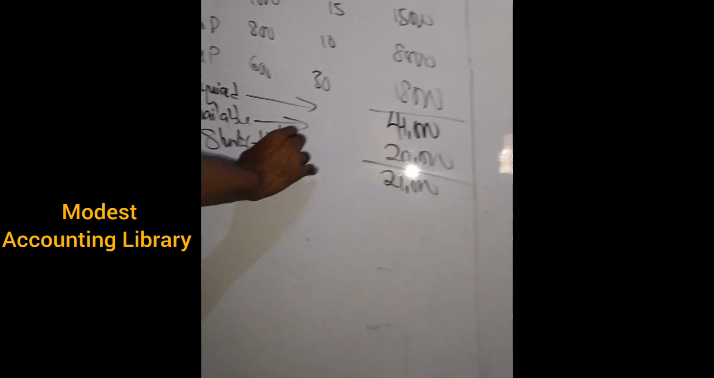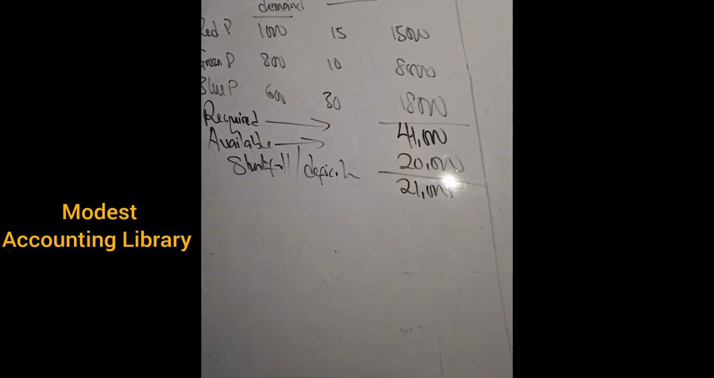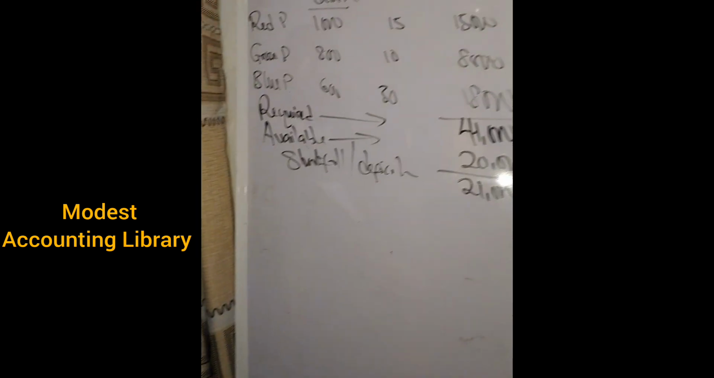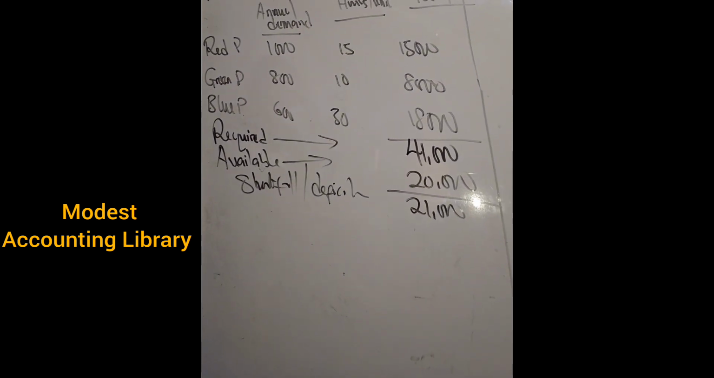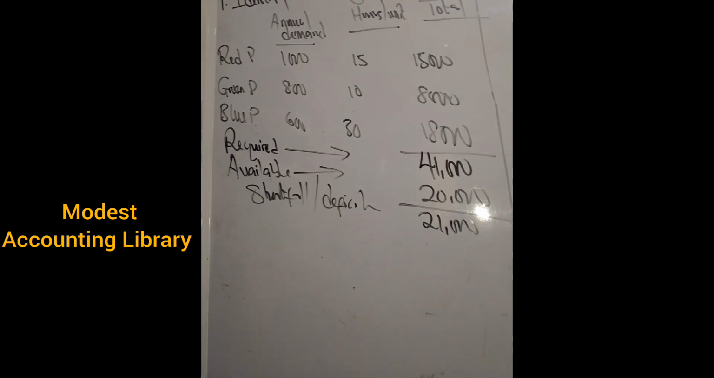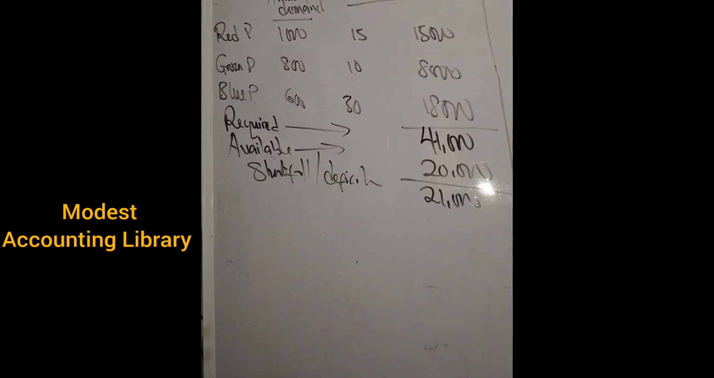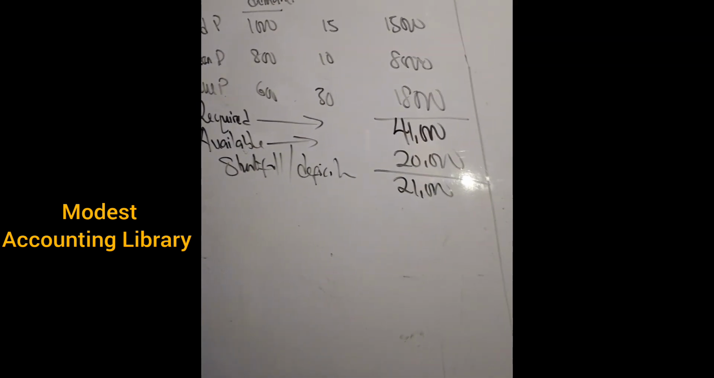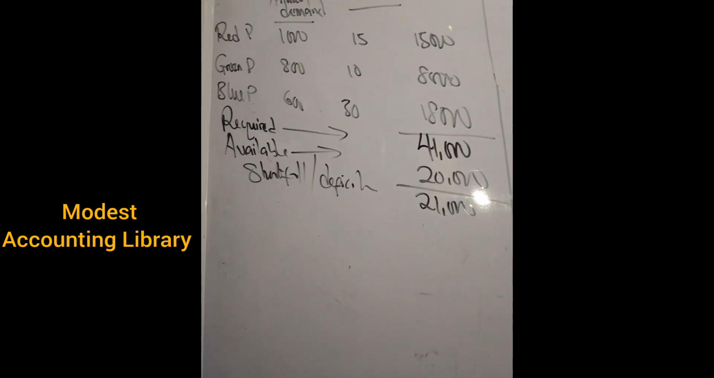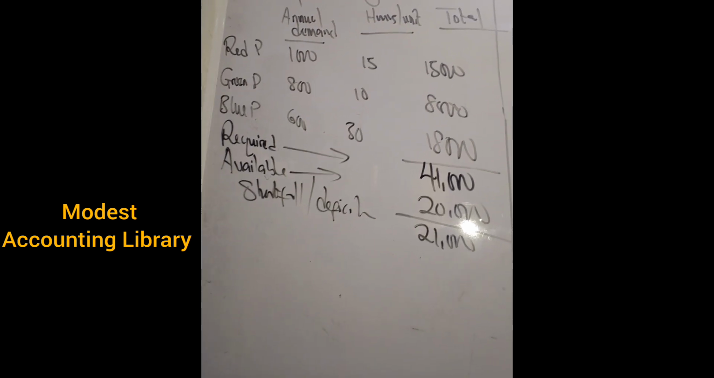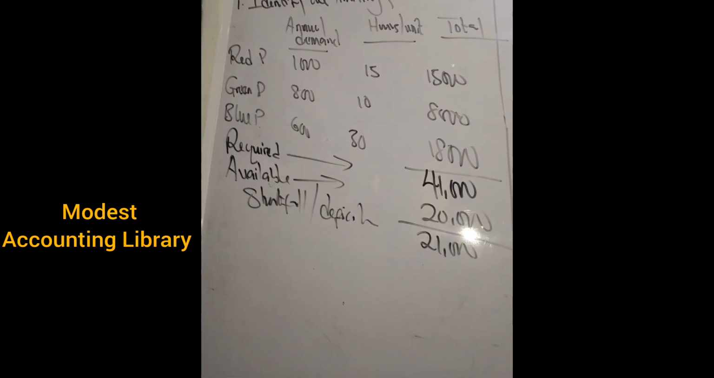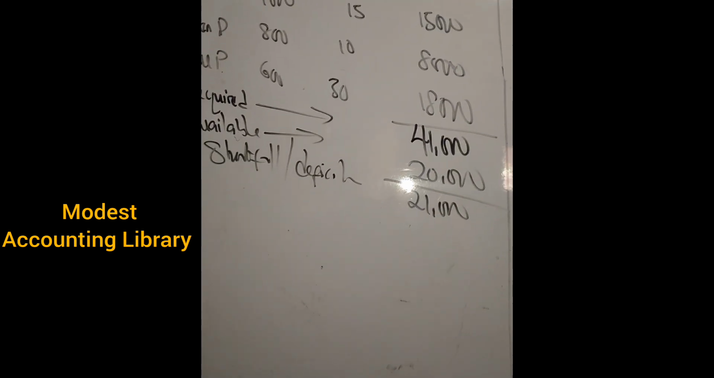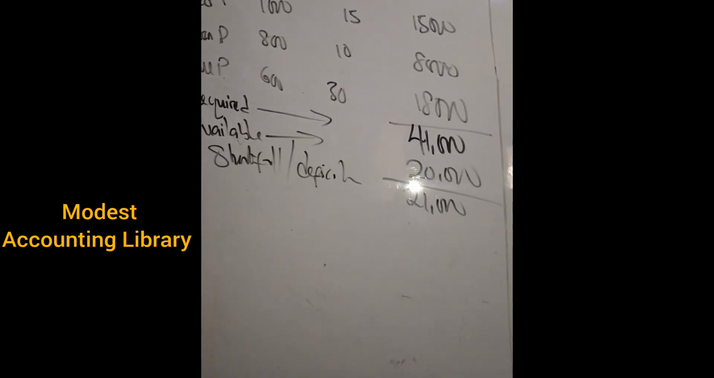So there is a shortfall or deficit. Once there is a deficit or shortfall of a particular resource, it means that is the limiting factor. So this is the limiting factor. We are limited to 20,000 labor hours. Whatever production we are going to embark upon, we are going to be limited by 20,000 labor hours.